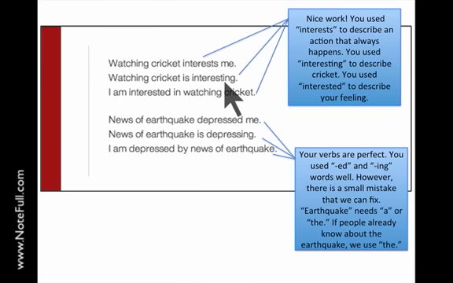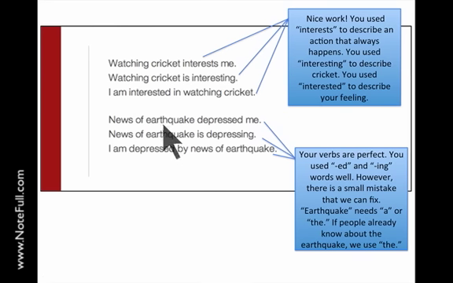Here, when we say interesting, it's the same idea, 3 sounds. Interesting. And here, interest, the t is almost silent, so you can practice pronouncing those 3. The next 3 sentences also use the verbs perfectly. Depressed, depressing, depressed. But there was a small mistake.